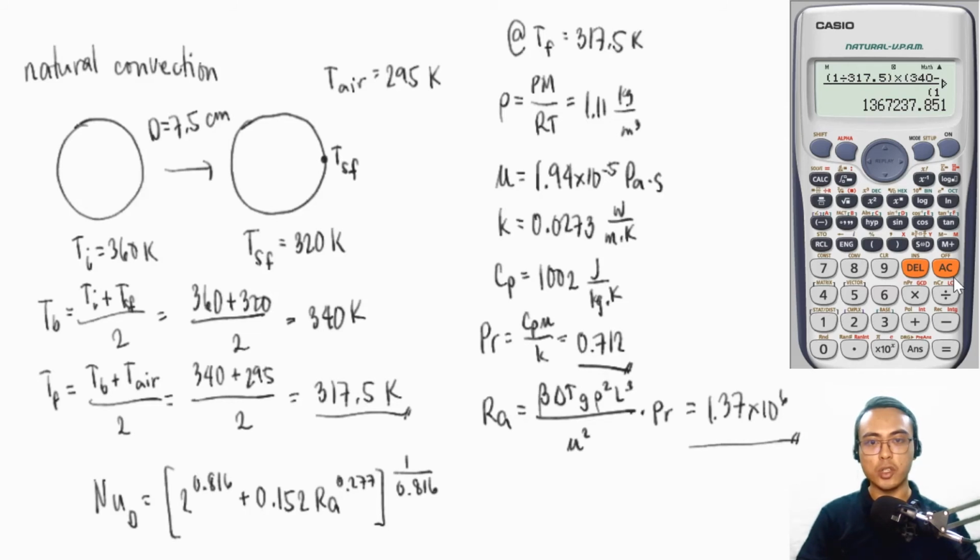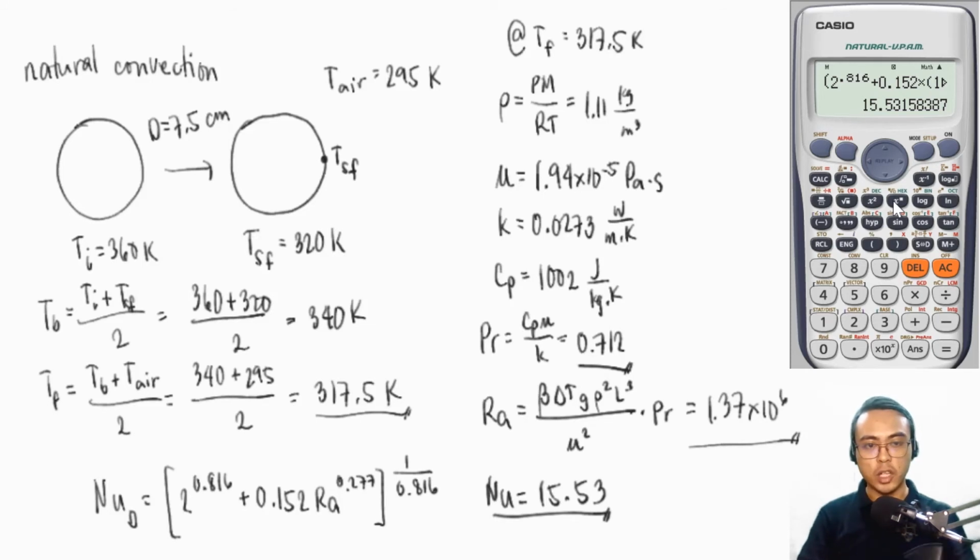Okay, let's substitute. We have 2 raised to 0.816 plus 0.152 times our Rayleigh number, 1.37 times 10 raised to 6, and that is raised to 0.277. And everything is raised to 1 over 0.816. Our Nusselt number in this case is 15.53.